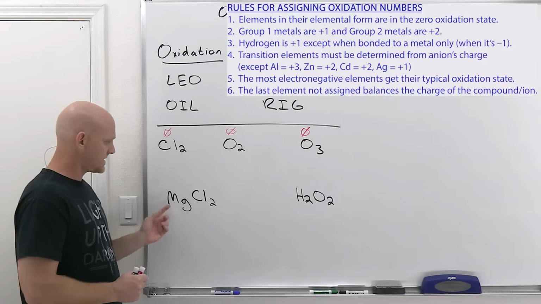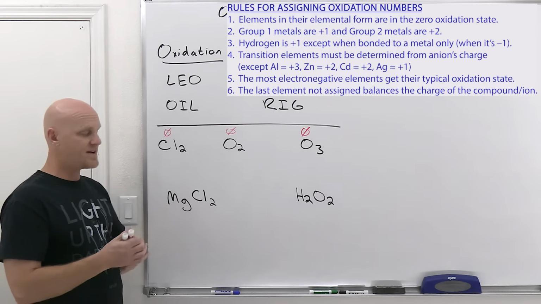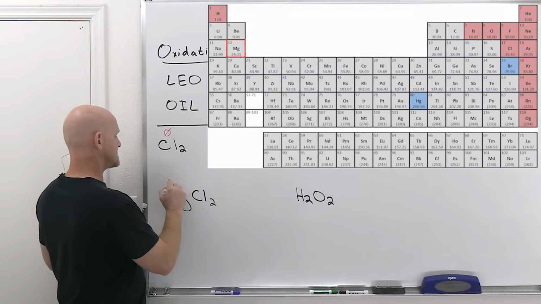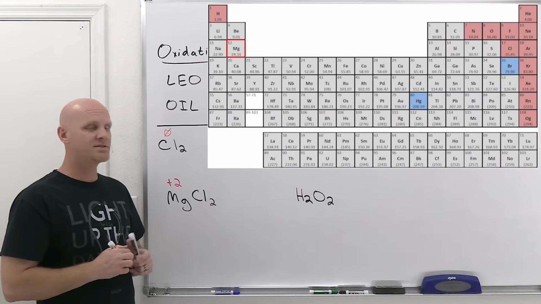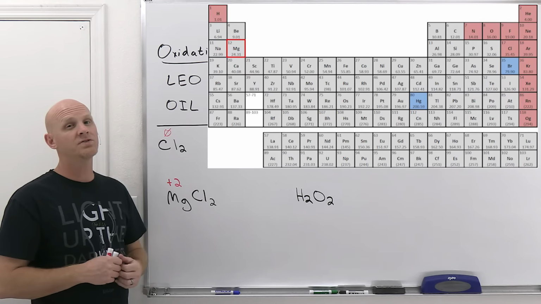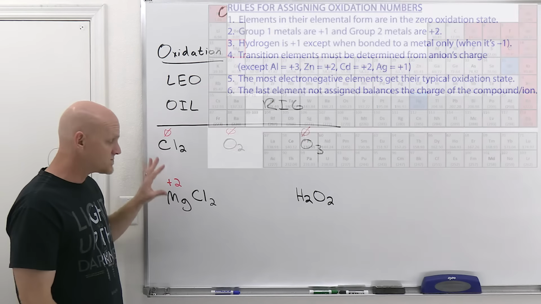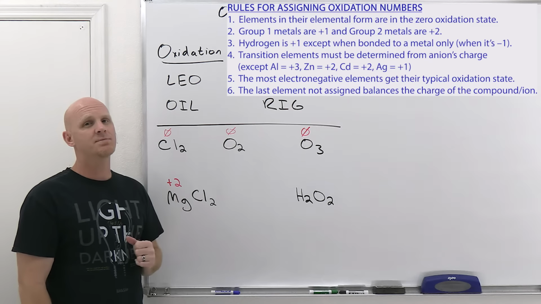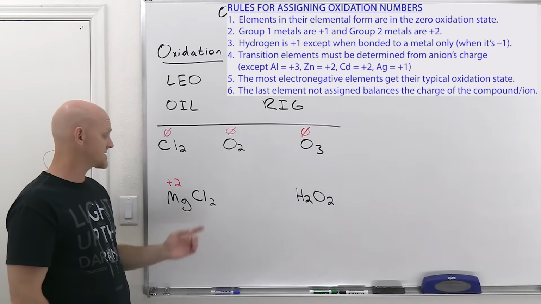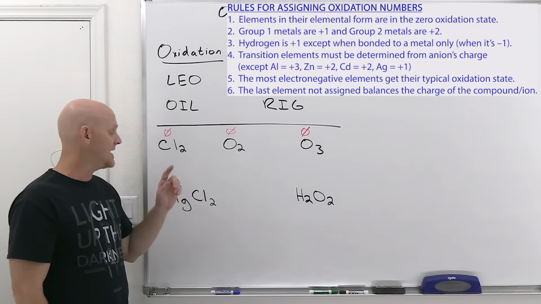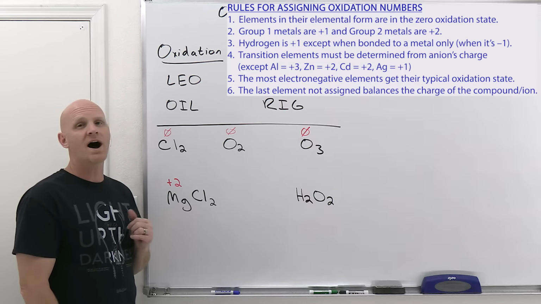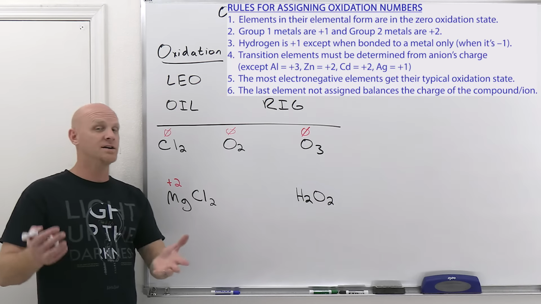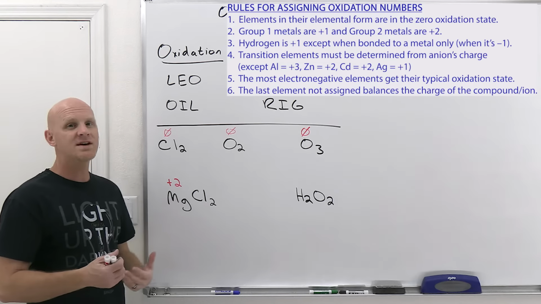And so if we look at magnesium chloride here, we do have a group 2 metal, magnesium. It's in the second column, the second group on the periodic table, group number 2, and is therefore +2 in a compound. And once we get here, we just skip right on down to rule number 6 because there's only one element left not assigned, and chlorine is just going to have to balance this out. Now, this is a compound, not an ion, and so being a neutral compound, it's going to balance out to 0.